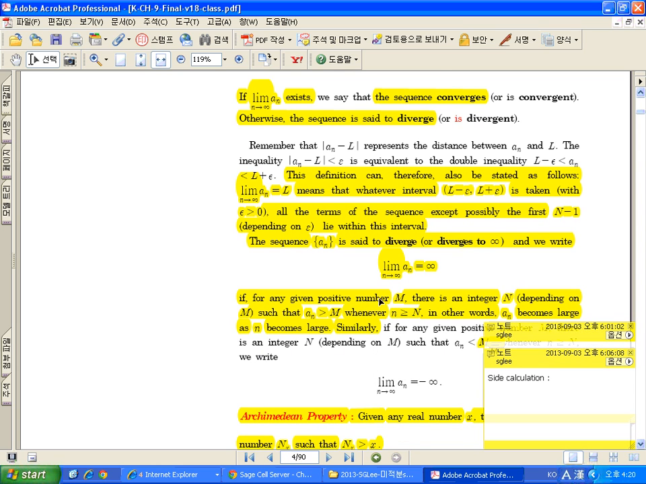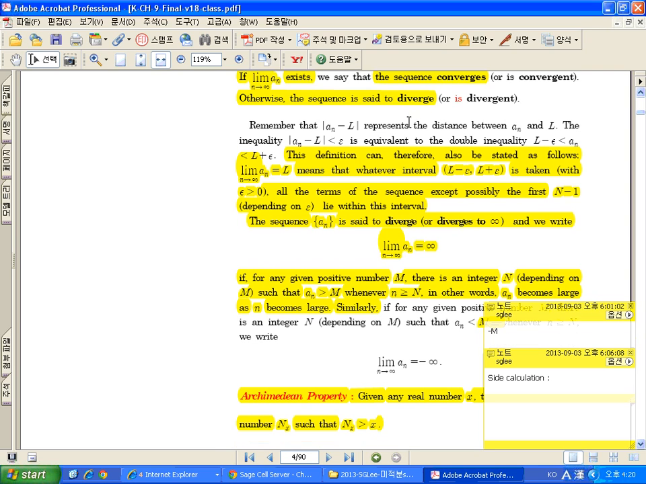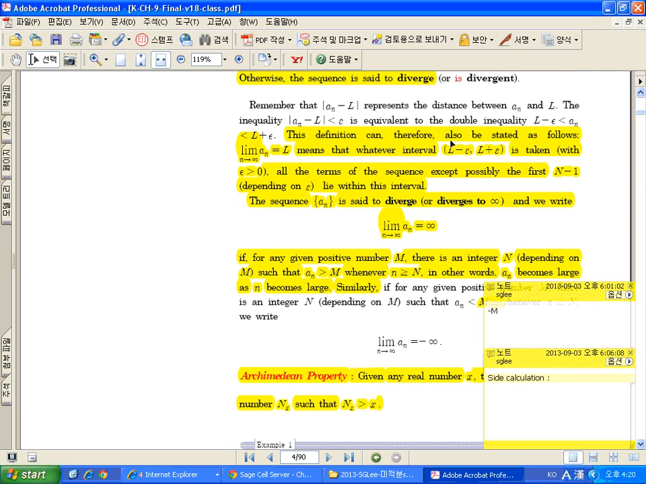Okay, if the limit of a_n exists, then we say the sequence converges. Otherwise, the sequence is called divergent. This definition can also be stated as follows.